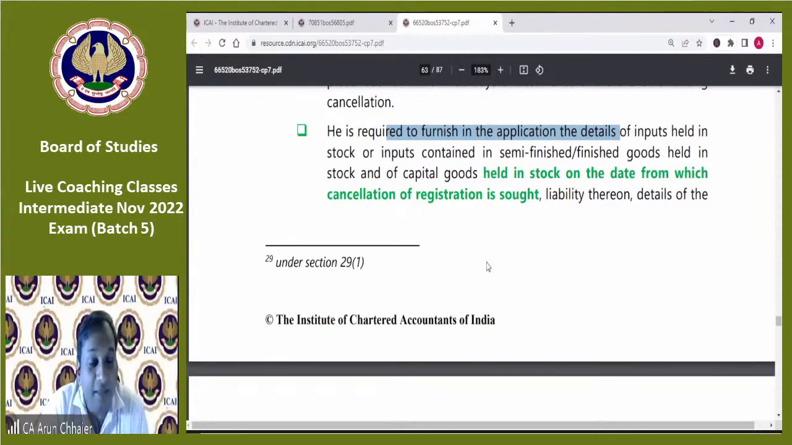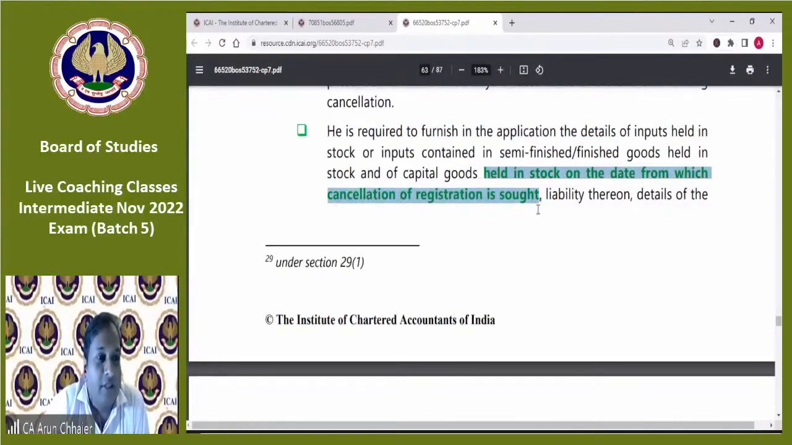Coming back, he is required to furnish in the application the details of the input held in stock or input contained in semi-finished or finished goods held in stock and capital goods held in stock on the date from which the cancellation is sought, because he needs to pay the ITC.